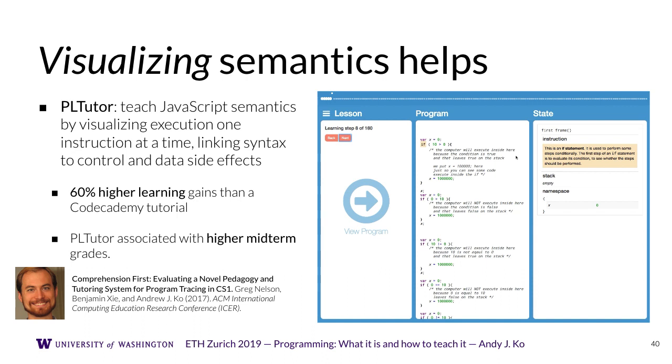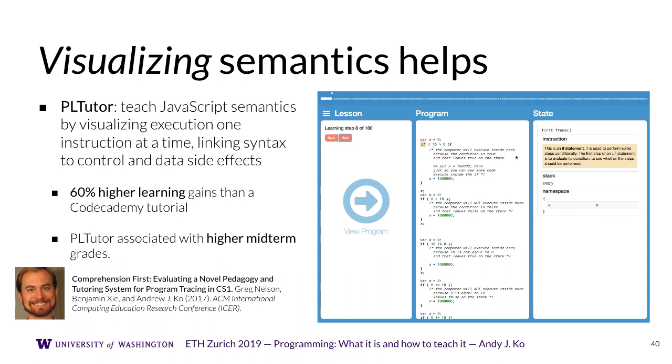And the key thing is that learners can go back and forth. It's reverse executable. All of this state is always visible. And all of these features for all of the language constructs in JavaScript have some pretty strong effects on learning. 60% higher learning gains than a Codecademy tutorial that doesn't show this level of granularity. And PL Tutor was associated with higher midterm grades in a class that students were taking.